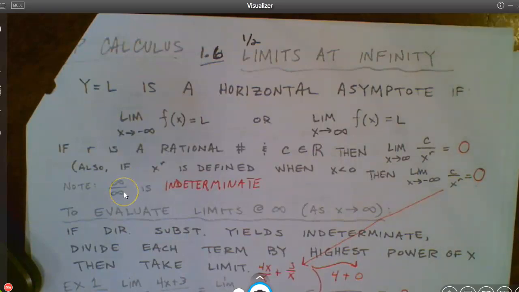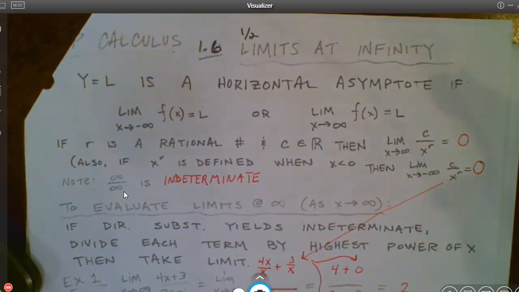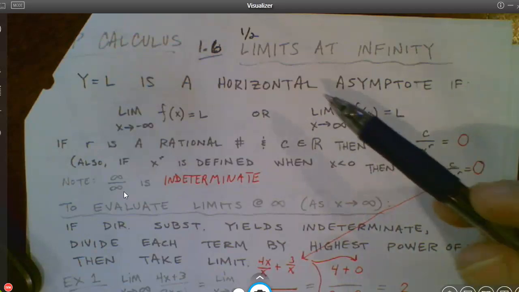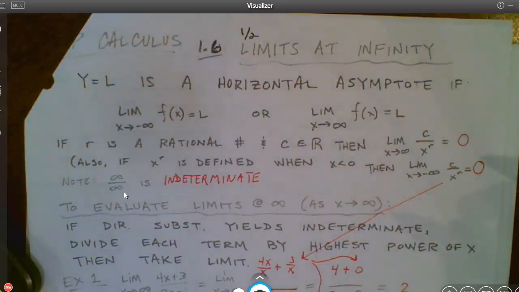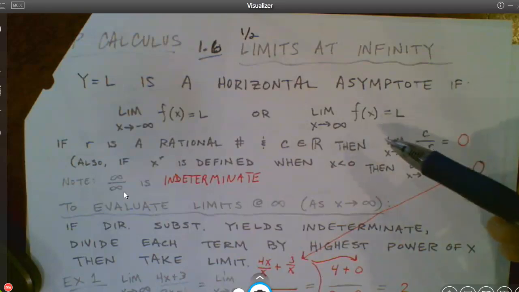Okay, here we got the final lesson for chapter 1. This is 1.6, and it comes back to a connection of a concept that we had earlier on in this year, which was dealing with horizontal asymptotes. So here's what we got on this.